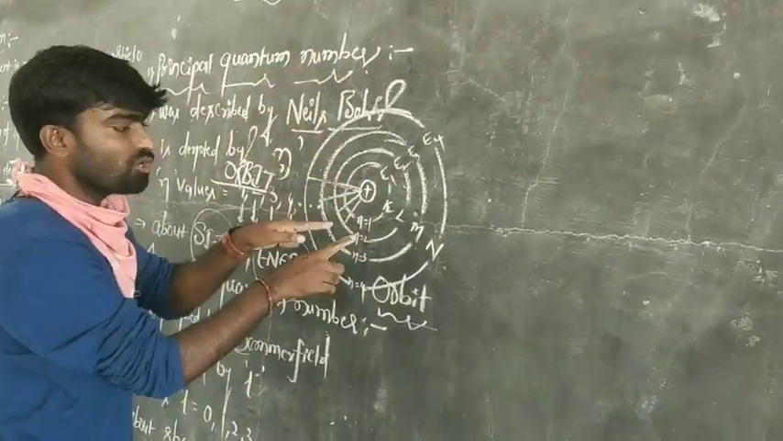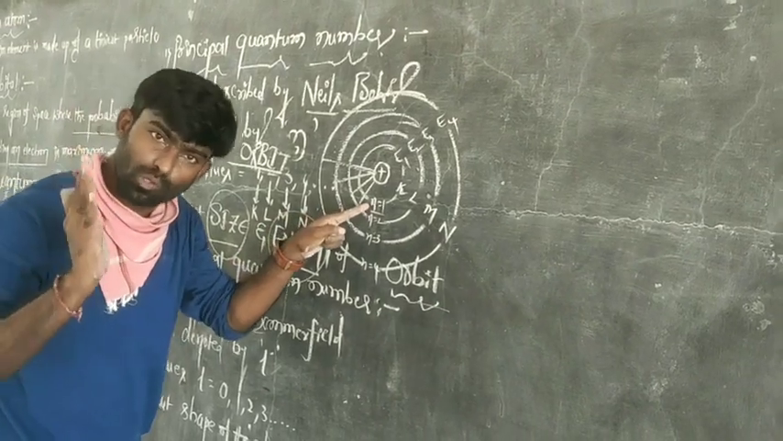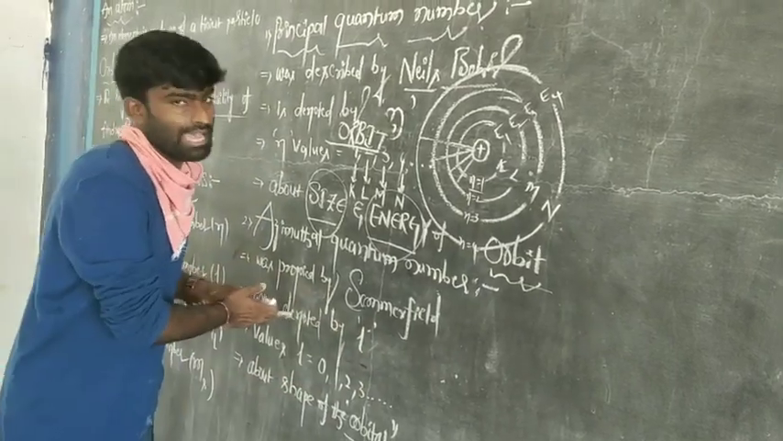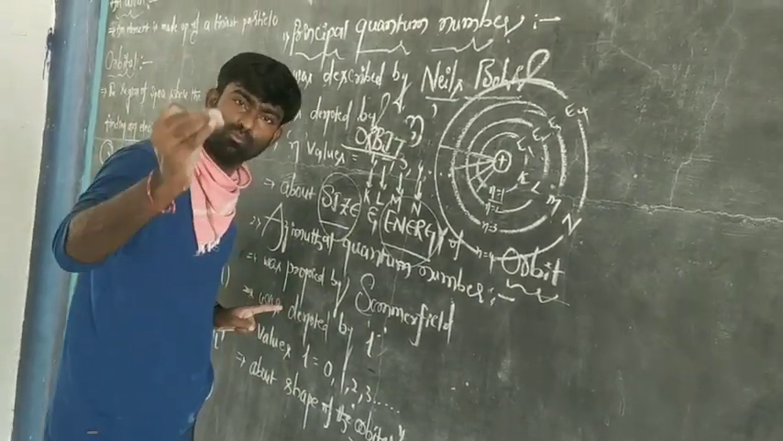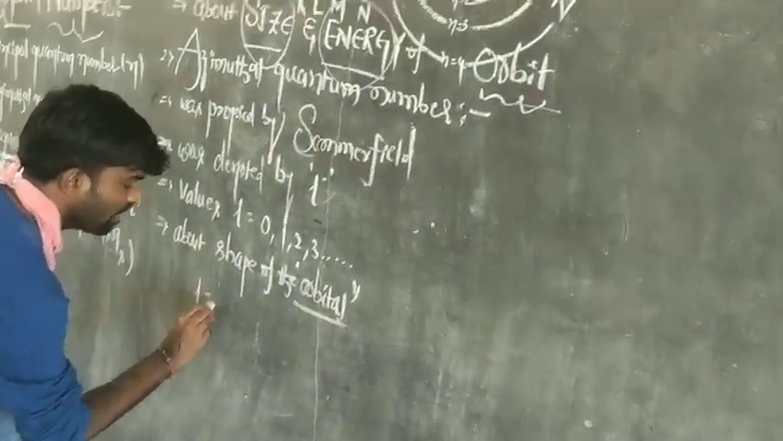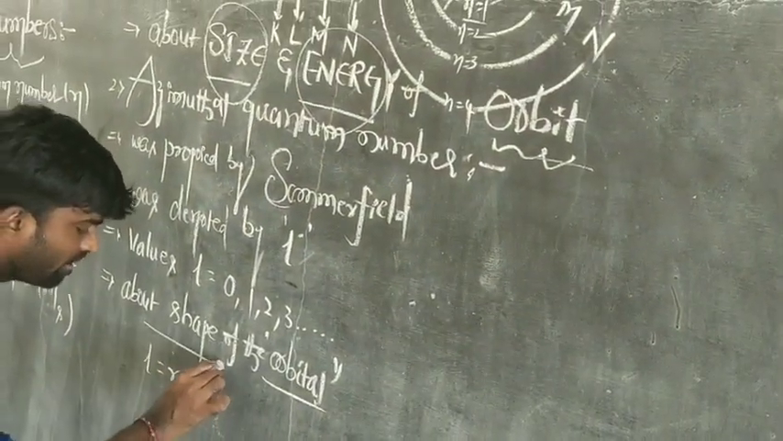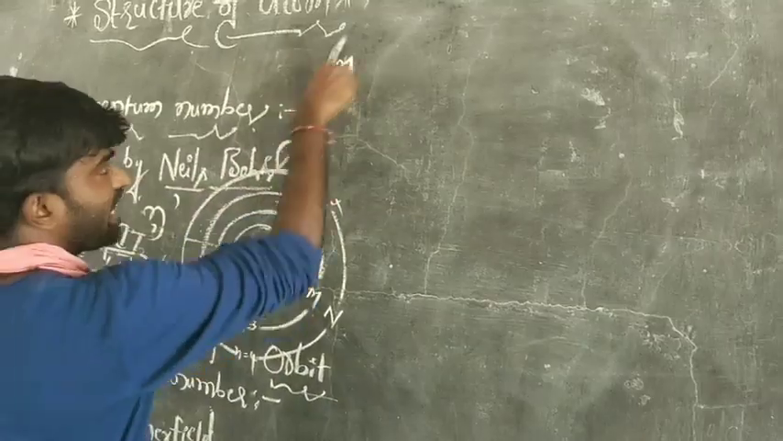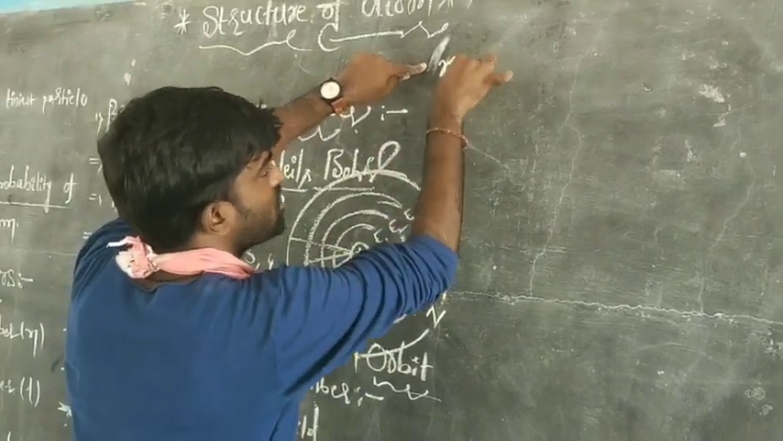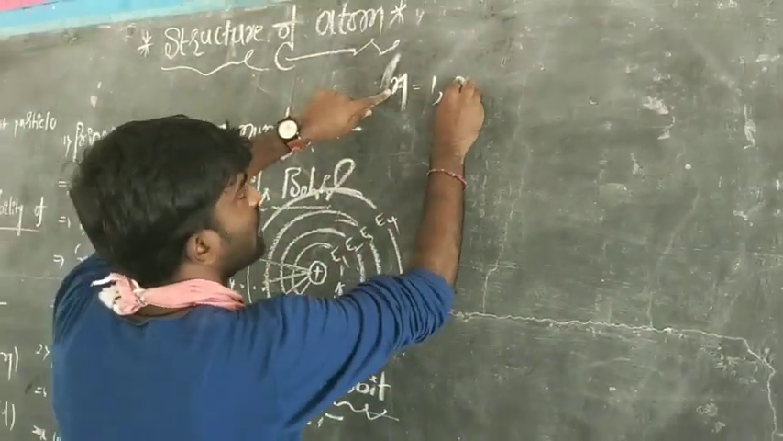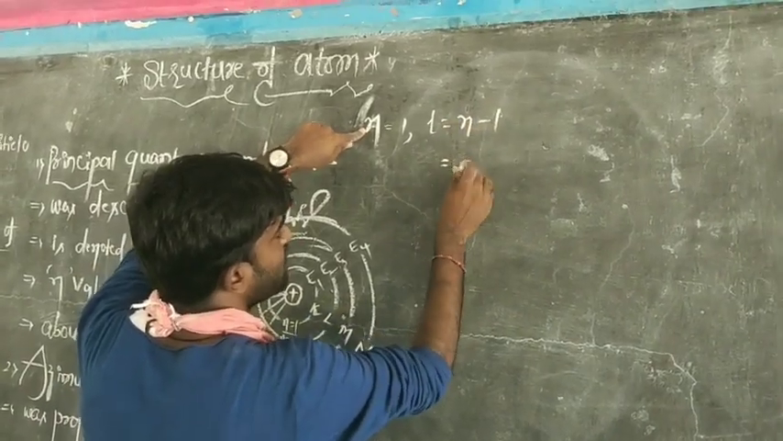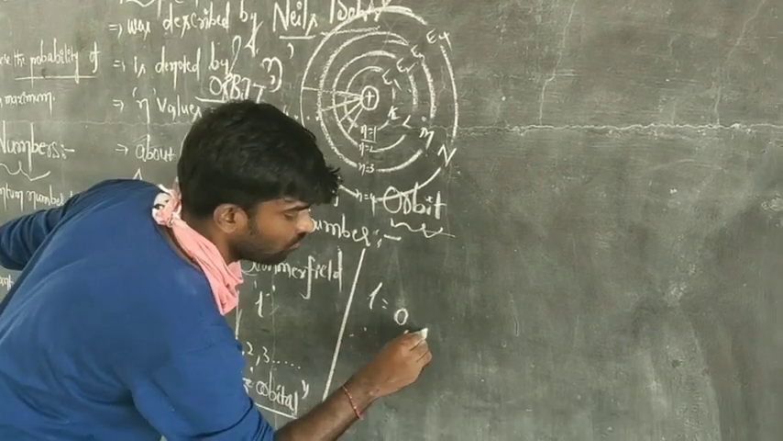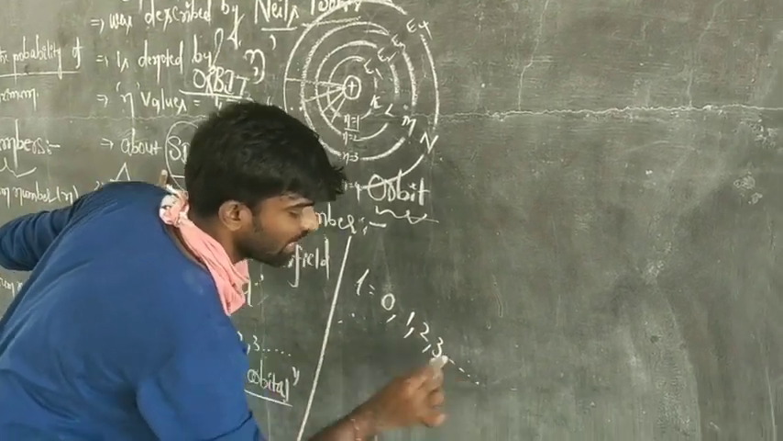If you know the n value, then it is very easy to calculate the l value, using the formula l equals n minus 1. For example, if n equals 1, then l equals n minus 1, which means l will become 0. So l is 0, 1, 2, 3 and so on.